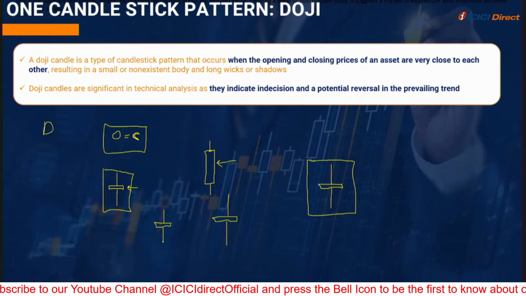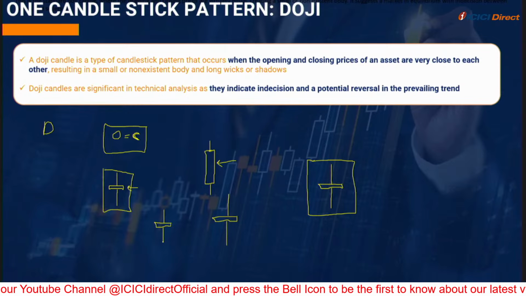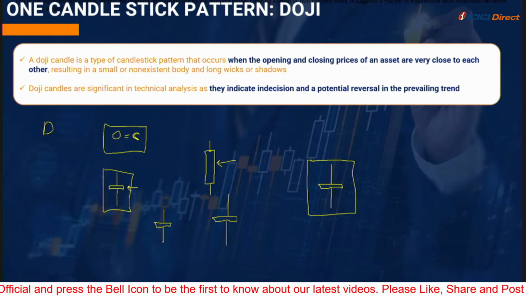So doji stands for indecision. Now why will indecision happen in the market? Can we say that the market doesn't know where to go, whether it will go up or whether it will go down? Nobody has an idea right now. This generally happens. And wick is nothing but the high and low. I'll get there. Shadow and wick mean the same.